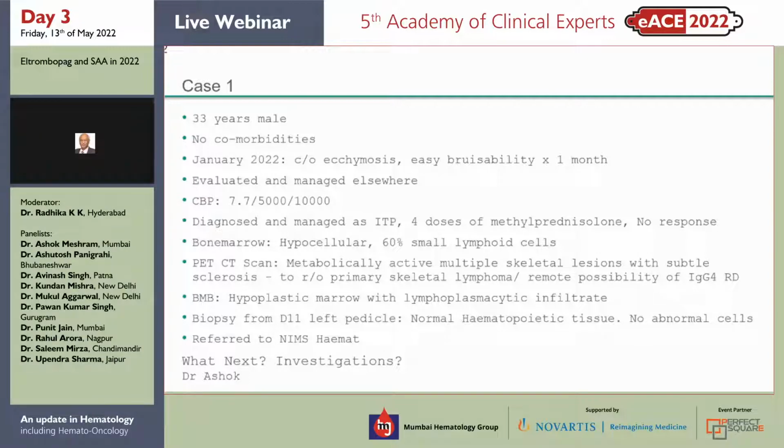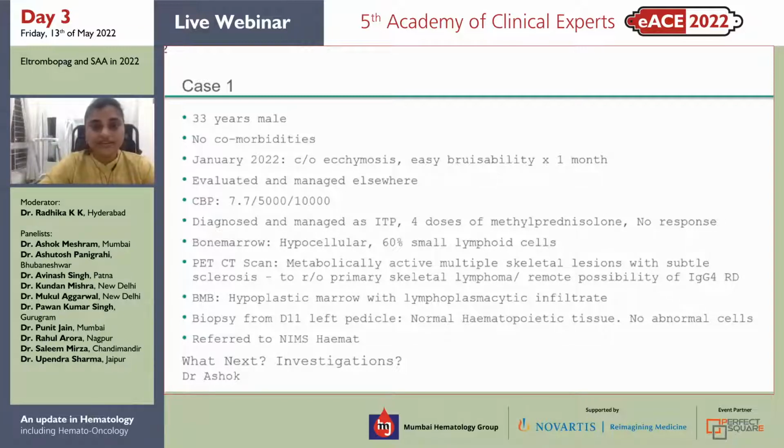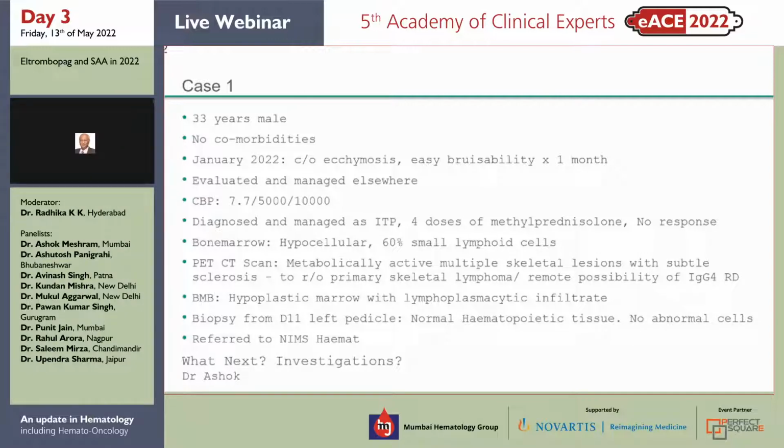Radhika, Ashok is not there. Okay, sir. So the next, Dr. Ashutosh, can I check with you? How do we go about with this kind of case? How do you evaluate this case? How do you substantiate this kind of finding on a PET CT scan? Thank you. I'll thank Dr. Agarwal and MHG for this scientific session.